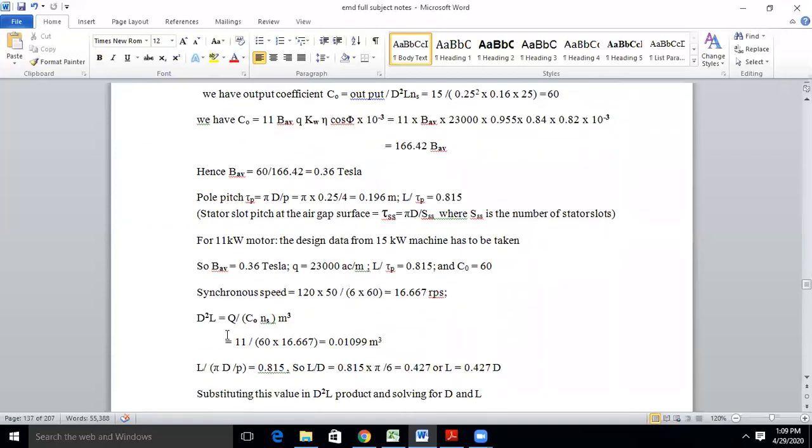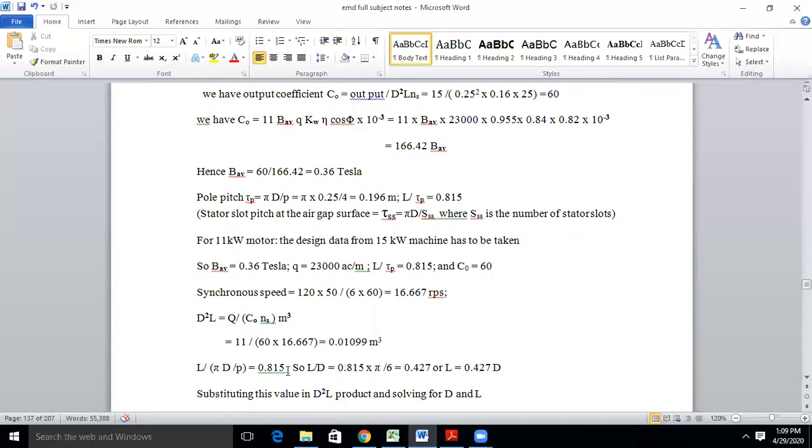D square L. Put the values here. Output is 11 divided by 60 into 16.667. It is d square L you can get. Now go for L by pi dt. L by tau, tau I am putting as pi d divided by p. It is 0.815.